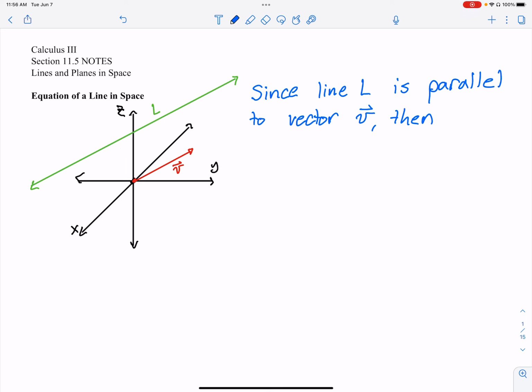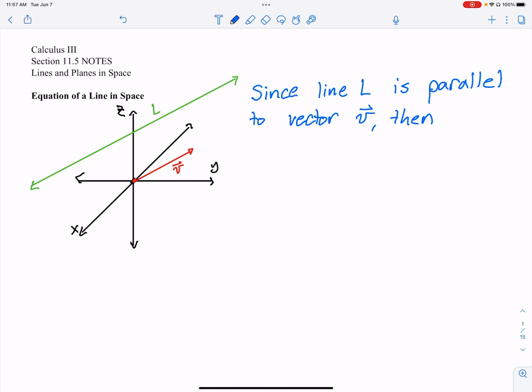If you notice here on this three-dimensional coordinate plane, x, y, and z axes, I have a green line, L. My goal is to write the equation of that line in general, given that I want the line to run in the same direction as V. Okay, so I'm going to start here.